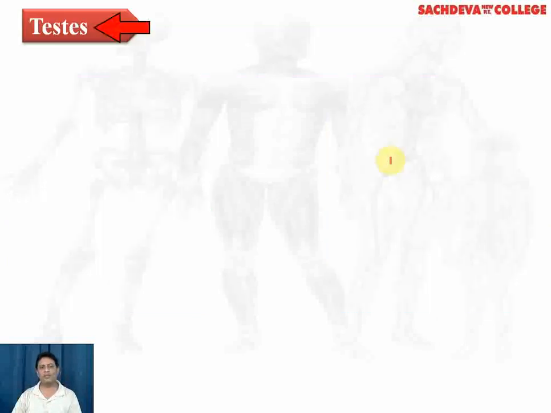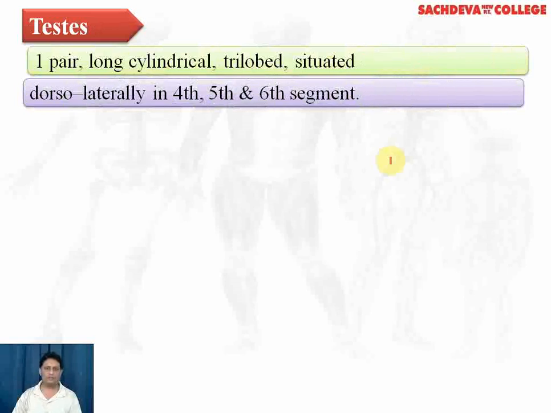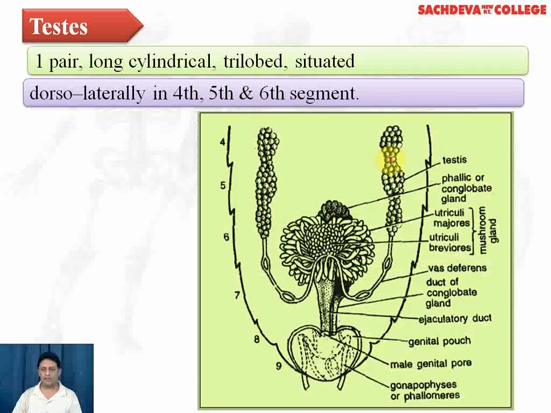We'll first take up the testes. One pair, long cylindrical trilobed structure, dorsolaterally present from 4th to 6th abdominal segment. This is a typical structure of the male reproductive system. You can see the testes, 3 lobed structures, which continue as vasa deferentia, which join the seminal vesicle.